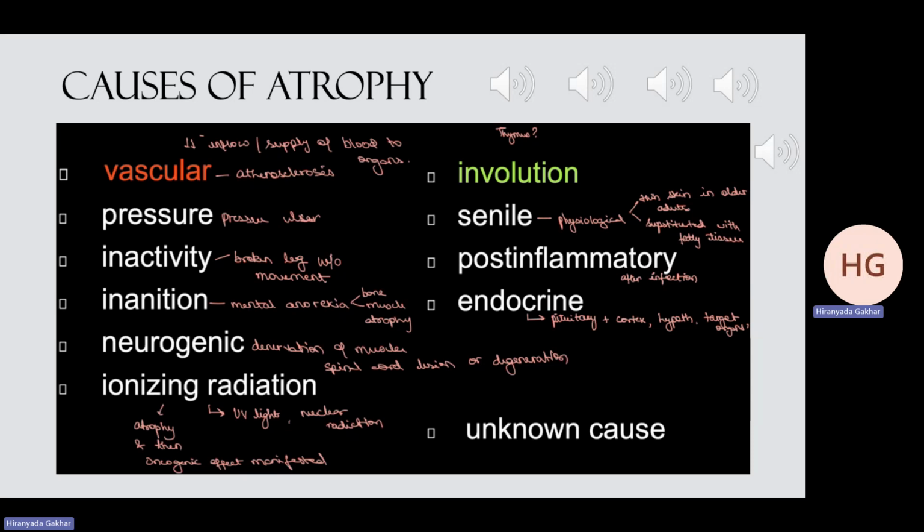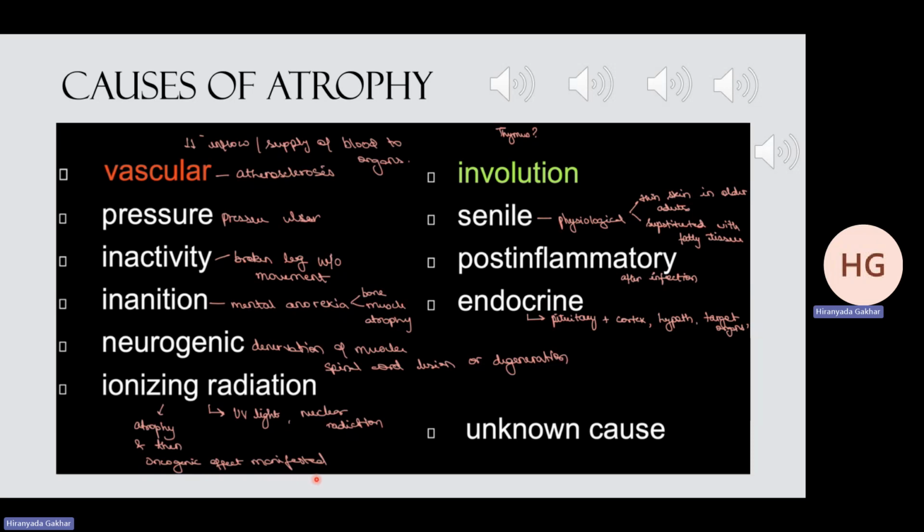Ionizing radiation also causes atrophy, and the effects of this particular cause are further manifested as an oncological manifestation. Examples of this can be UV radiation or some amount of nuclear radiation that is emitted and absorbed by the body.